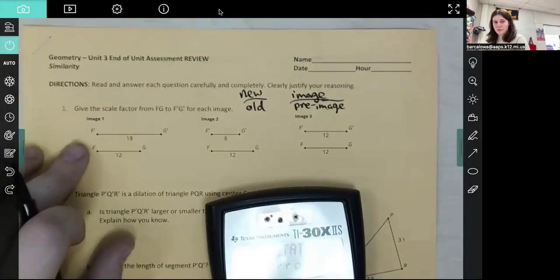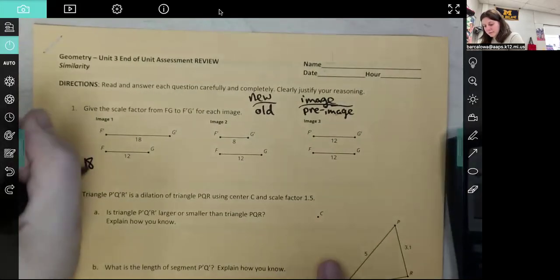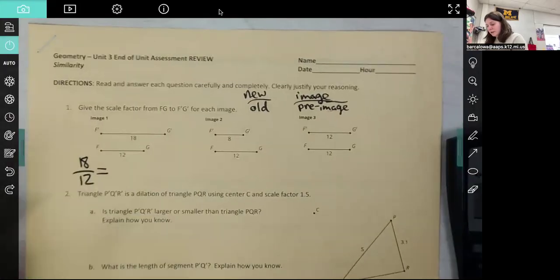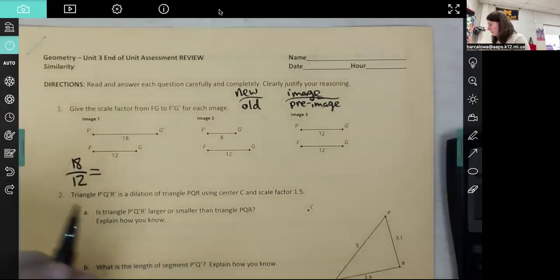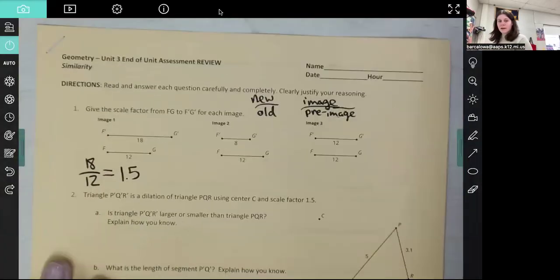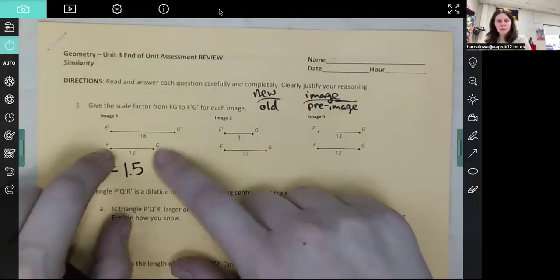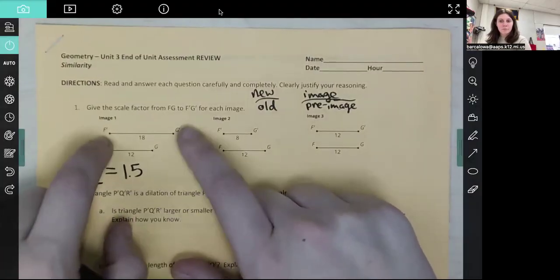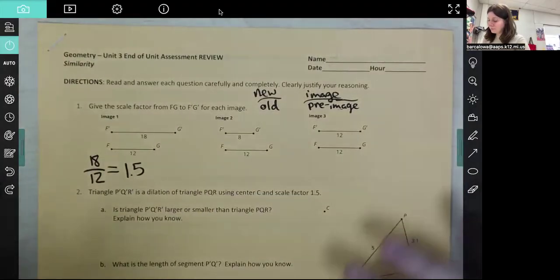Let me get my calculator going. So I'm going to take 18 divided by 12, which gives me 1.5. Okay, which makes sense, right? If I'm going from a smaller line to a bigger line, multiplying by 1.5 would make my side length bigger.